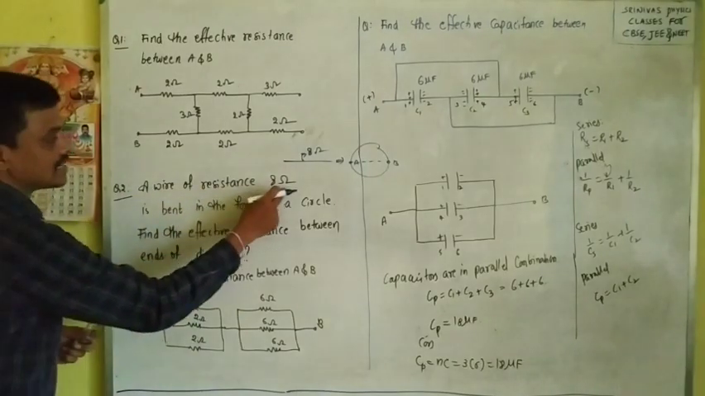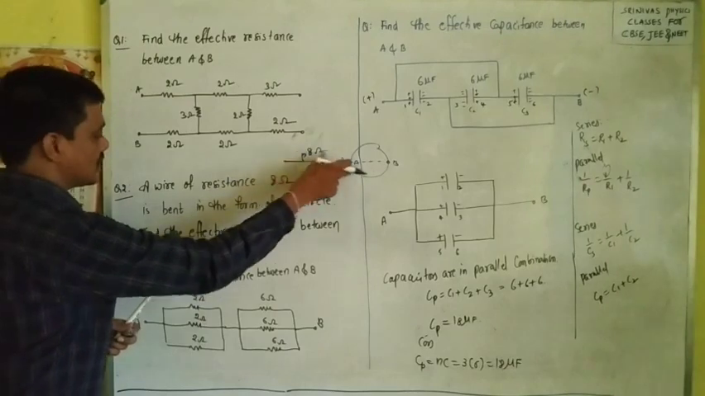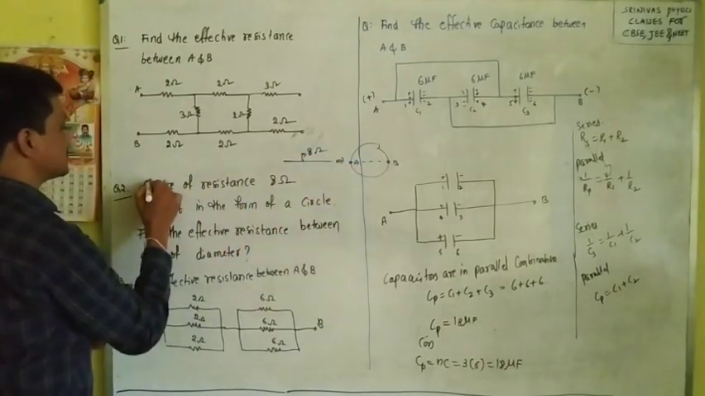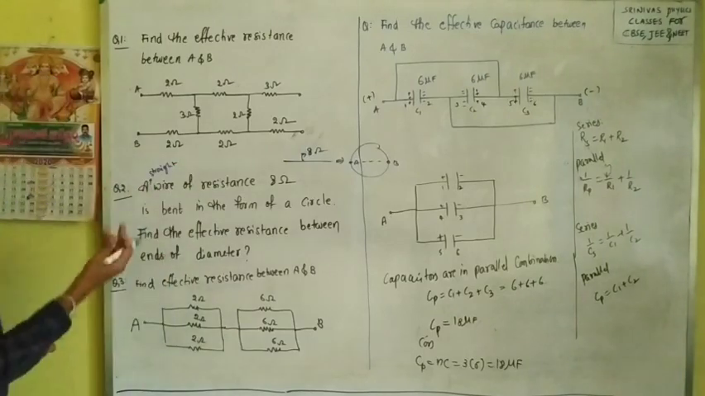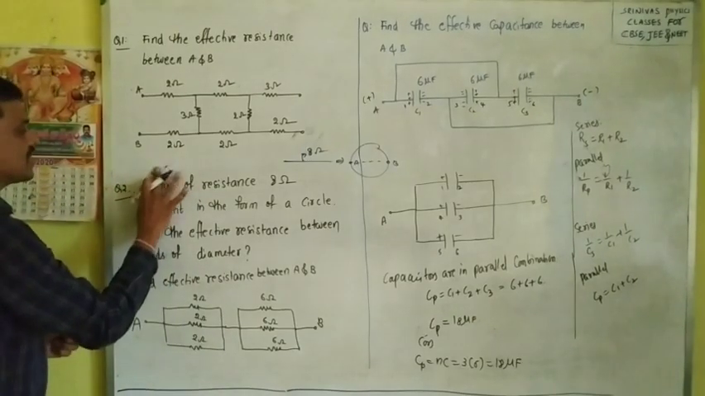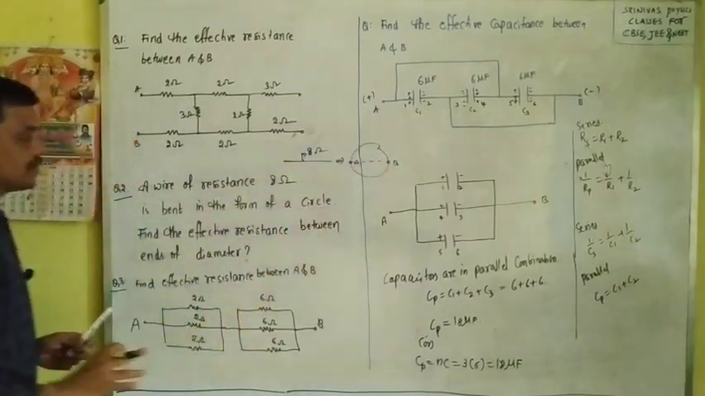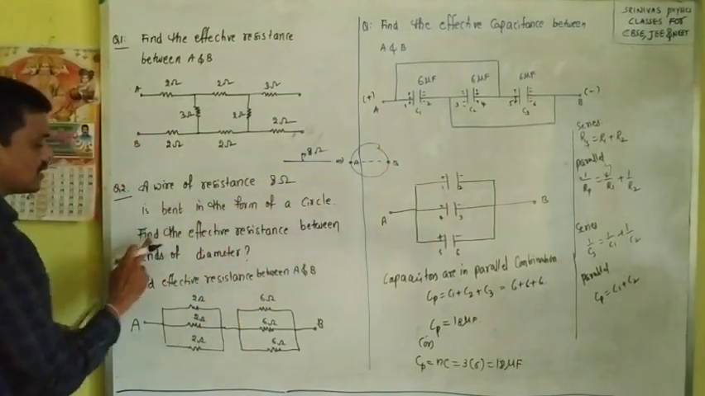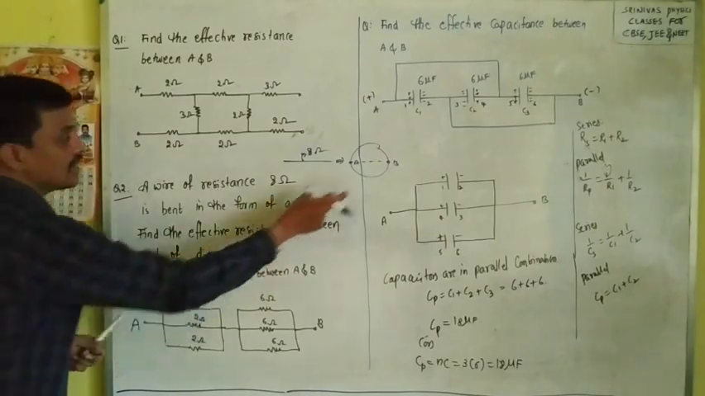A wire of resistance 8 ohm. This is a straight wire. Its resistance is 8 ohm. We can take a wire, no problem. A wire of resistance 8 ohm is bent in the form of a circle. Then find the effective resistance between A and B, that is across the diameter.